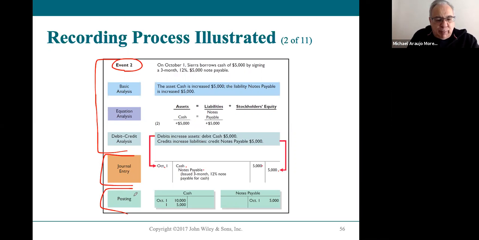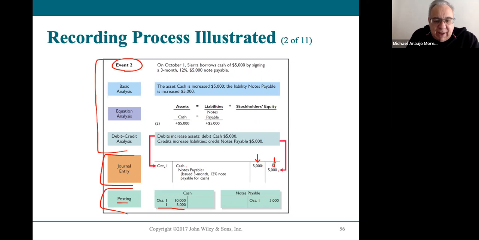What happens to the numbers after that? Well, we have to post them into the specific accounts in the ledger. So this $5,000 debit to cash needs to be shown as a $5,000 debit to the cash account in the ledger. It doesn't negate the previous event. That money's already there. We're simply putting another debit into the account, which in essence means we're adding money to the account. But again, it's two separate entries.